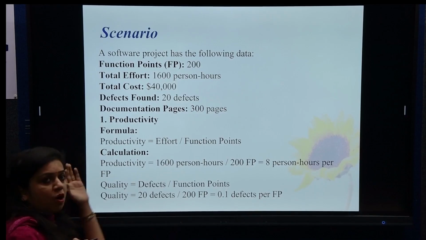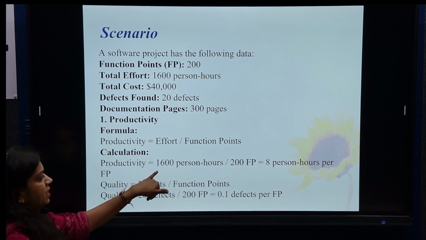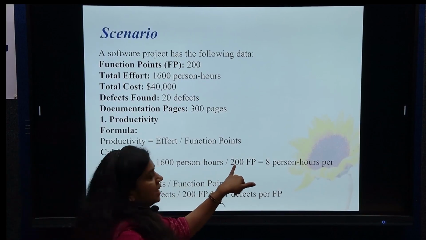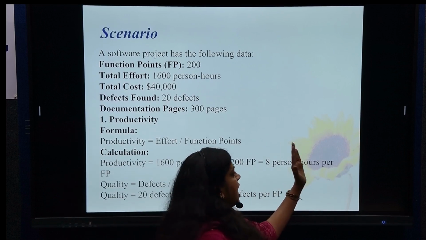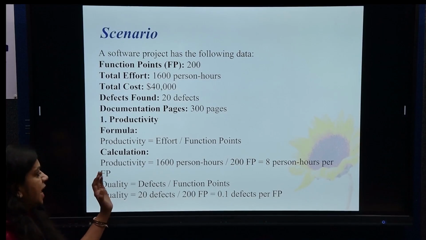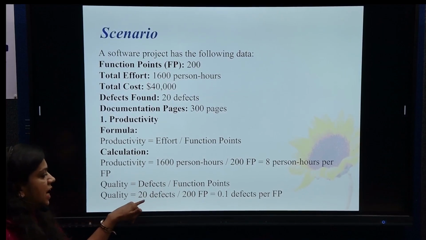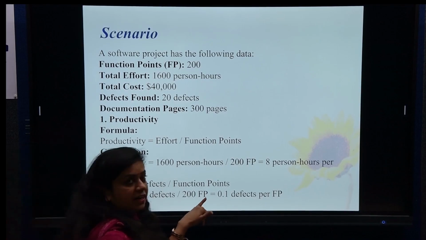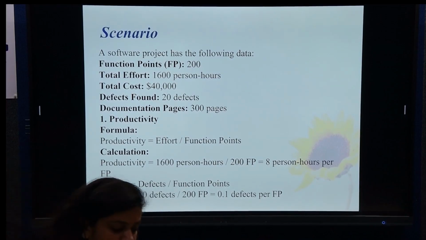As we know, the formula for productivity is effort by function point. So it's given effort is 1600 person hours and function points are 200. So we get productivity as 8 person hours per function point. Quality is calculated using defects by function point. As we know, there are 20 defects. So we will divide 20 by 200. So we will get 0.1 defect per function point.